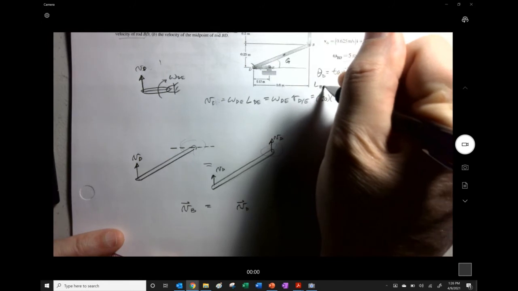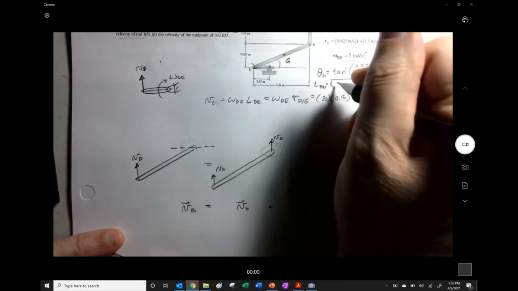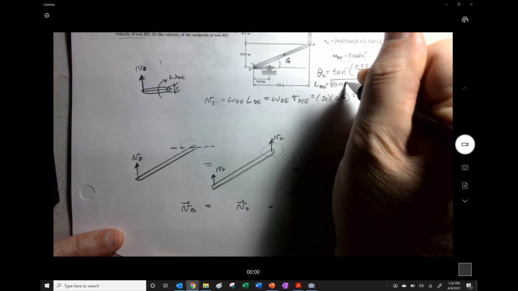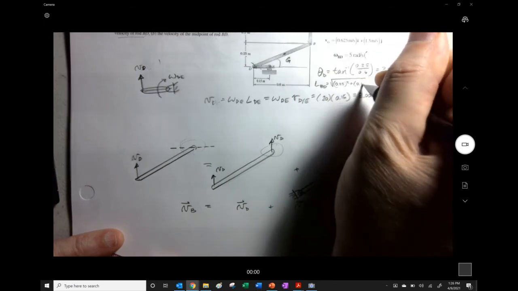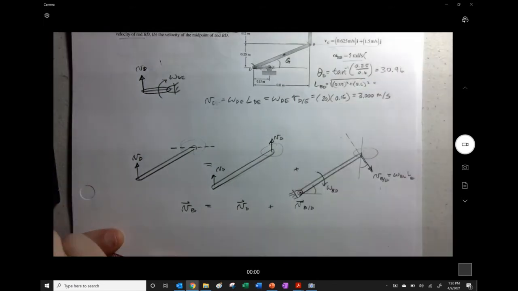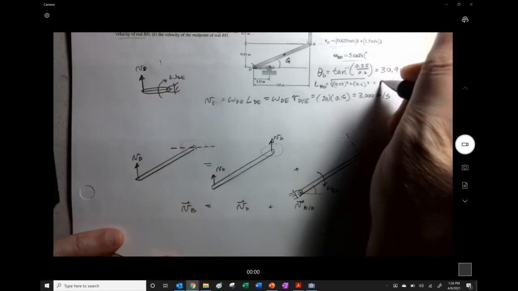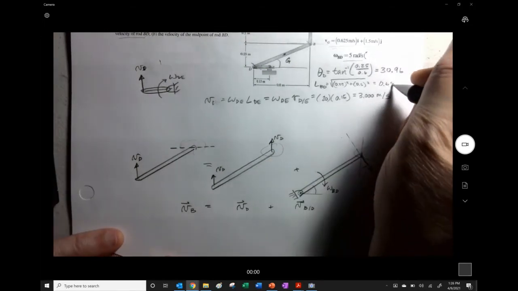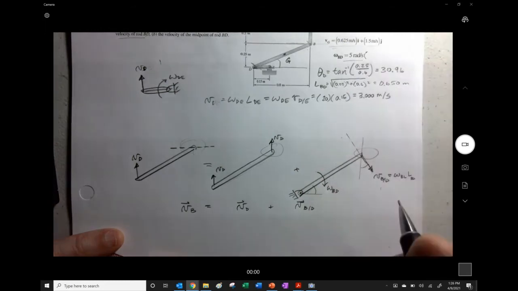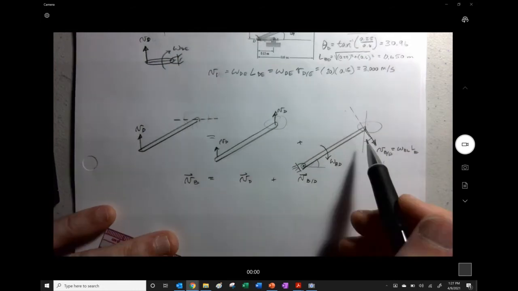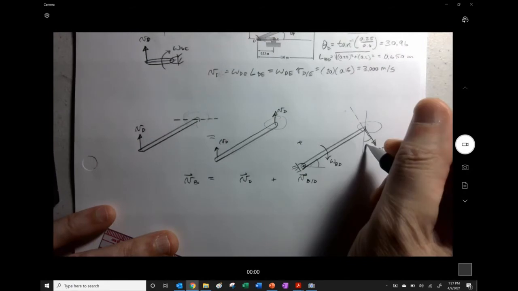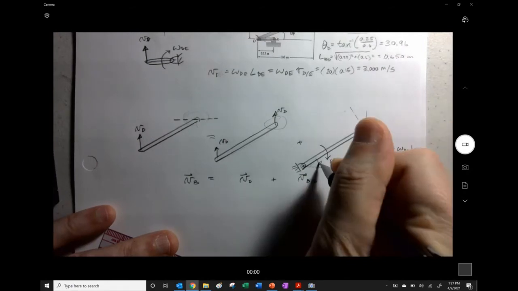So my length of BD is the square root of 0.25 squared plus 0.6 squared. Add them together, and we get that this is going to be 0.65 meters. Okay. So since we already have this angle, we're calling this theta D.